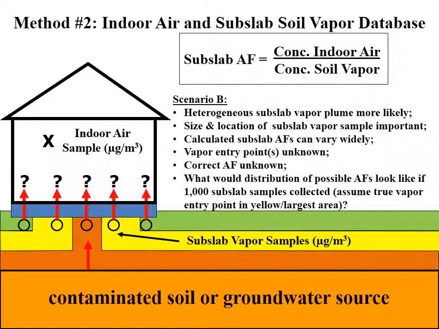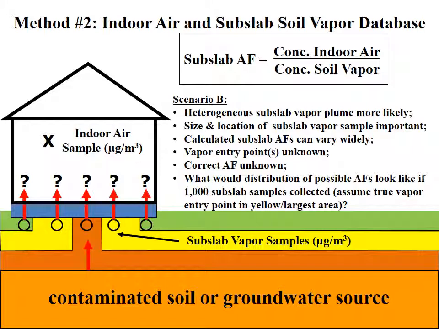For example, in this sketch, we assume the vapor plume has the highest concentration of VOCs under the center of the slab. If you collected a soil gas sample in this area and compared it to indoor air, then you would think you're getting quite a bit of attenuation, because you go from a very high concentration to a very low concentration. So you get a very low attenuation factor.